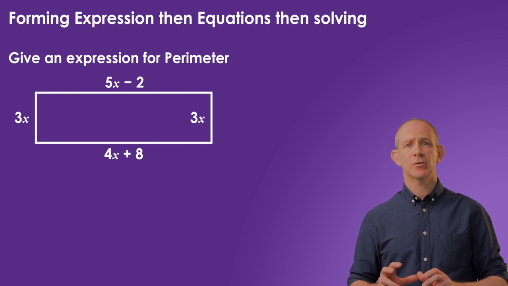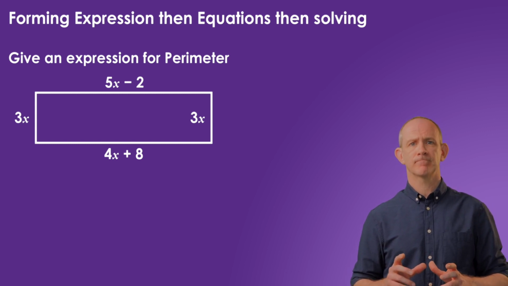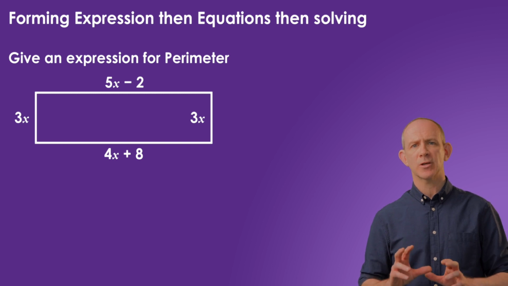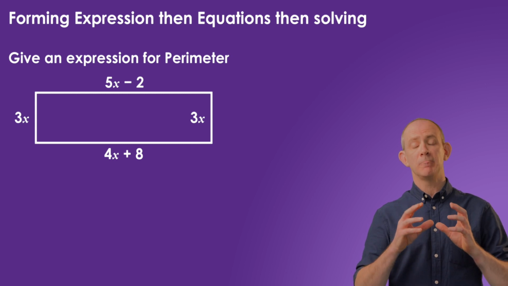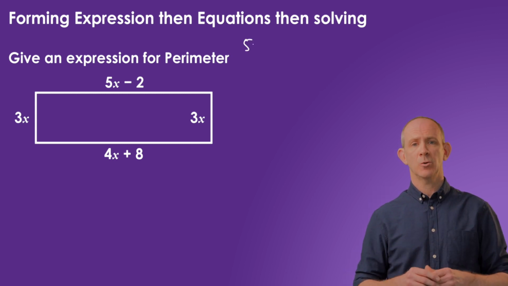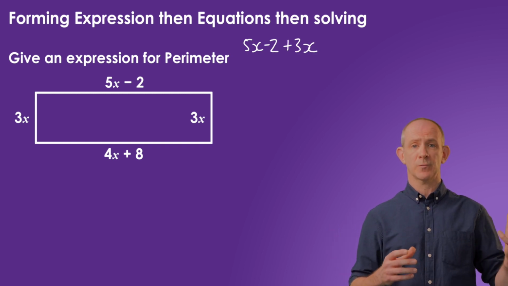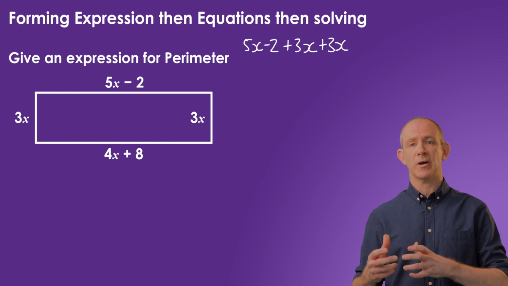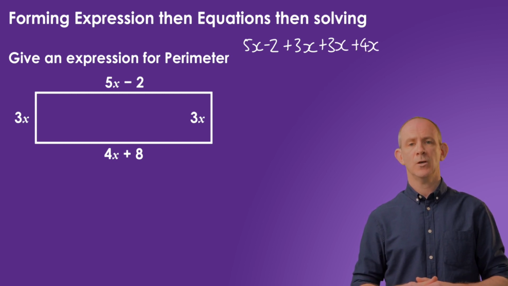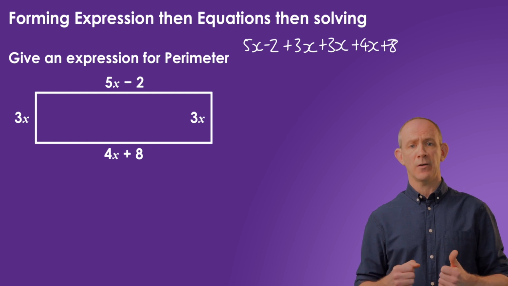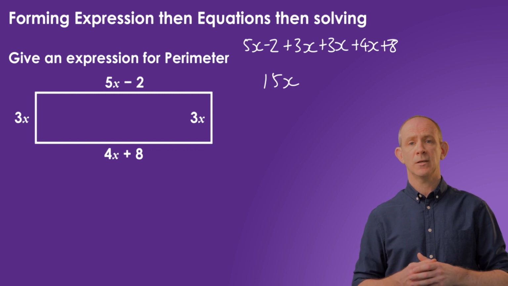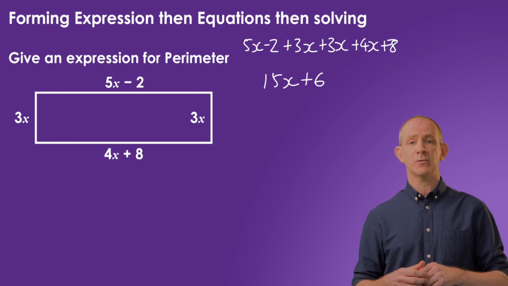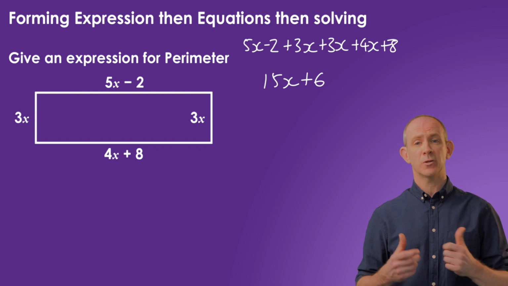In this next question, we're asked to form an expression. We know that the perimeter of the shape is the sum of all the sides around that shape. So we can combine all of these terms together. We have 5x minus 2 plus 3x from the right-hand side and 3x from the left-hand side, and finally we can also add on the 4x plus 8 underneath. We can gather all these like terms together, so 5x plus 3x plus 3x plus 4x would give us 15x in total. We can then combine the numerical ones of 8 plus negative 2, which would give us 6.